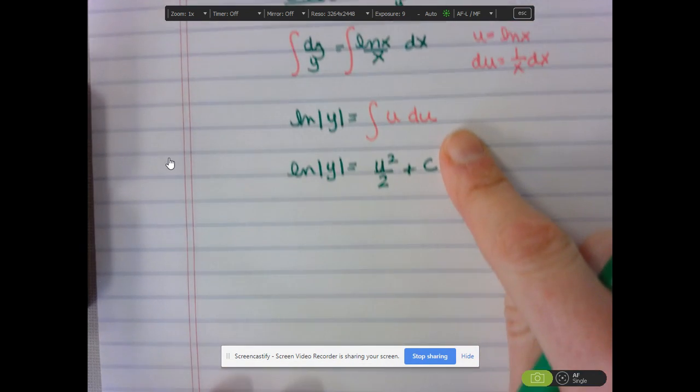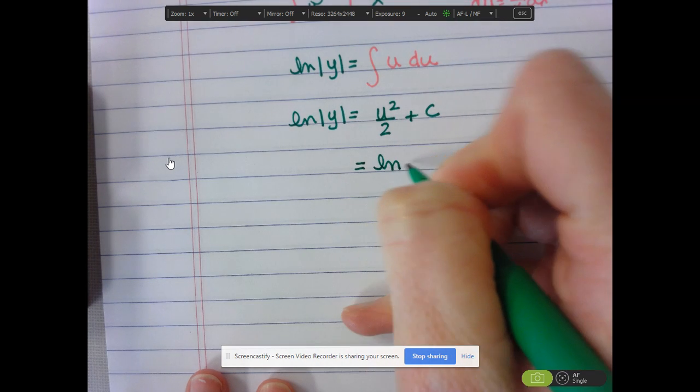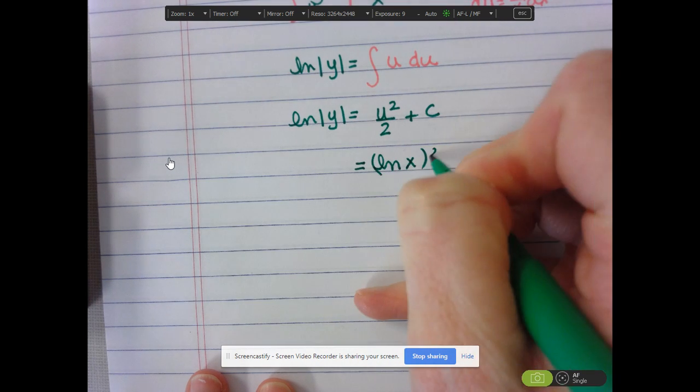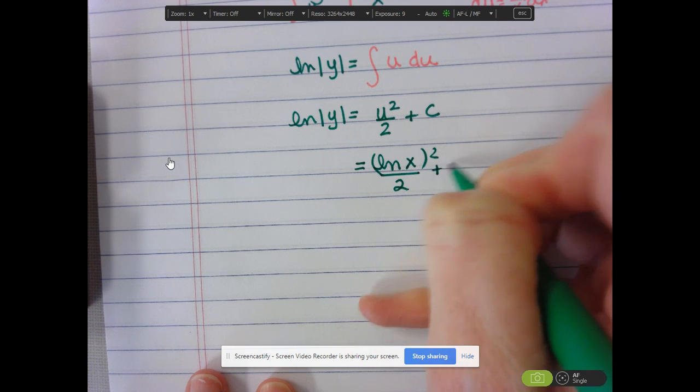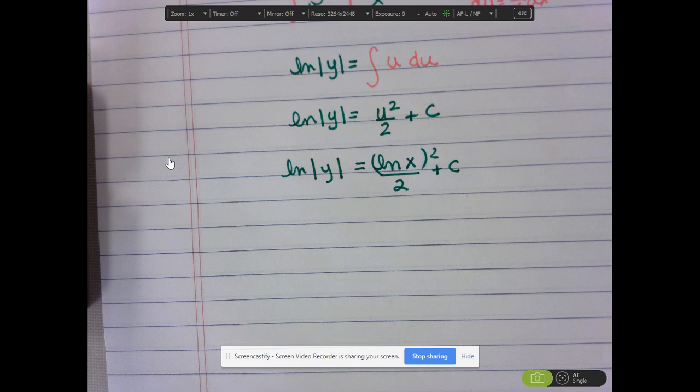All right, I'm not done yet because there's a u in this problem. I don't want a u in this problem. I'm going to get rid of it. That's ln of x, all of it squared divided by 2 plus c. Here's my ln of y. So if you successfully took your antiderivatives, you're going to get points for correct antiderivatives. But now we need to solve for y.